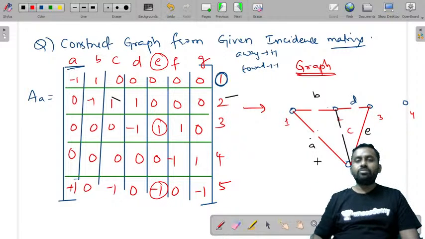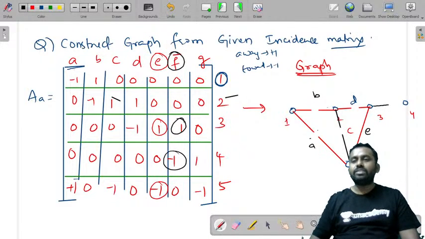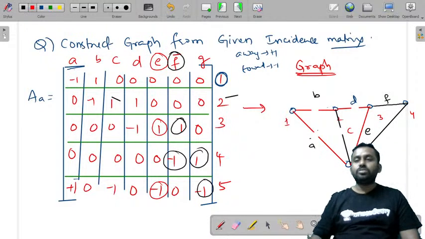Now let's look at F. F is between 3 and 4. Just draw a line. This is F. And G is between 4 and 5. So this is G.